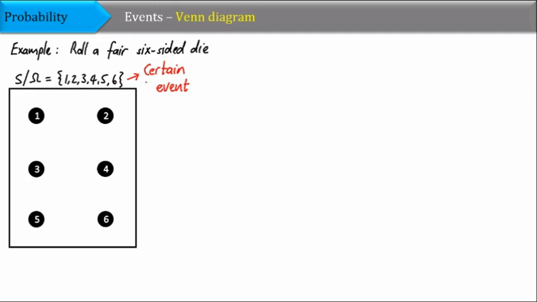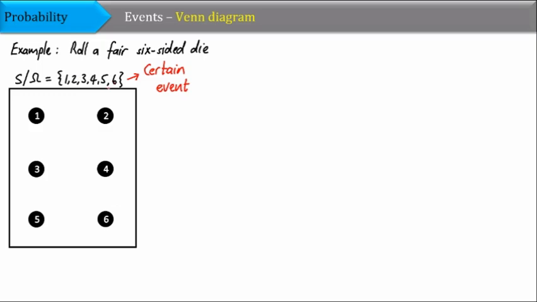Now, the sample space is also called the certain event. This is very obvious. Why it's called the certain event is because if you're going to roll a six-sided die, you're definitely going to get one of these outcomes. You don't know which one, you just know that you're going to get one of them. So you are absolutely certain that one of the elements in this list is going to appear.